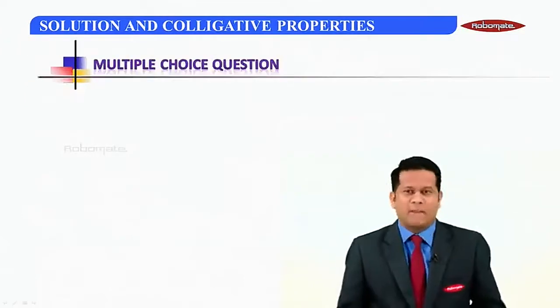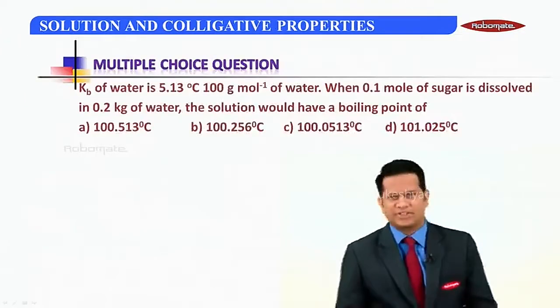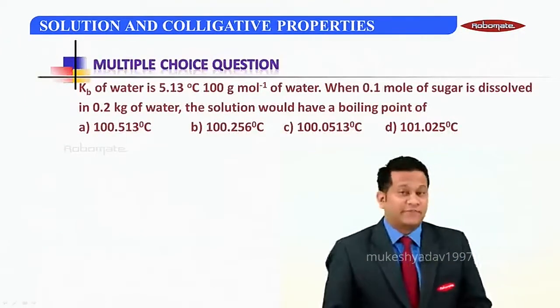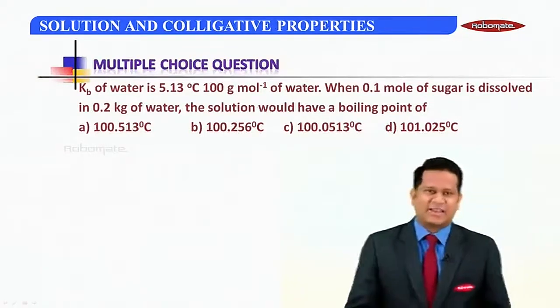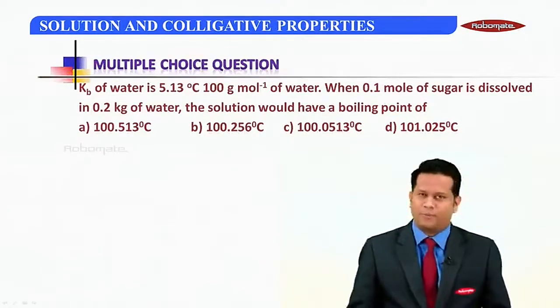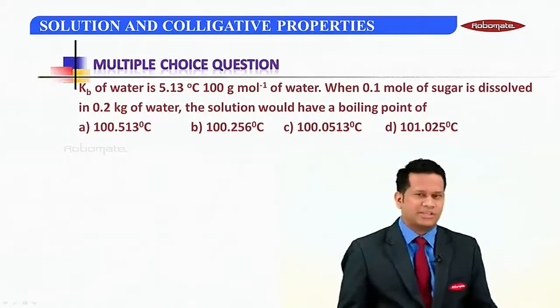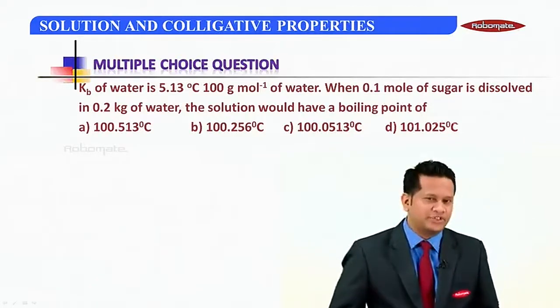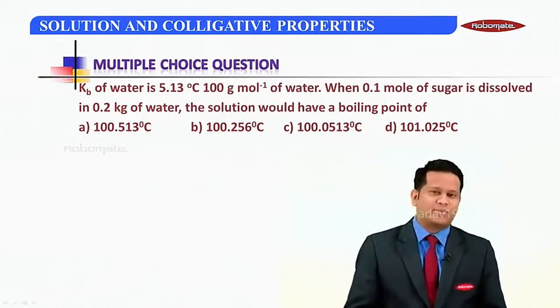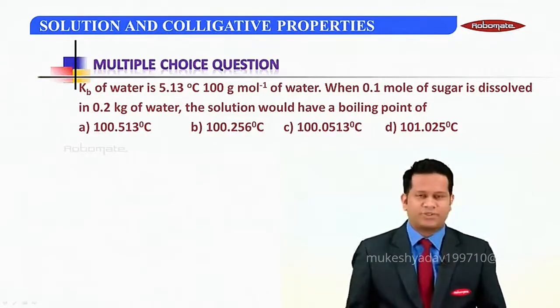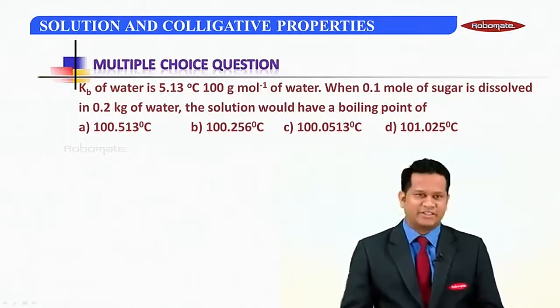Let us take a multiple choice question. The question is, KB of water is 5.13 degrees Celsius per 100 gram mole inverse of water. When 0.1 mole of sugar is dissolved in 0.2 kg of water, the solution would have the boiling point of... These are the following options. Let us go ahead with the entire data.